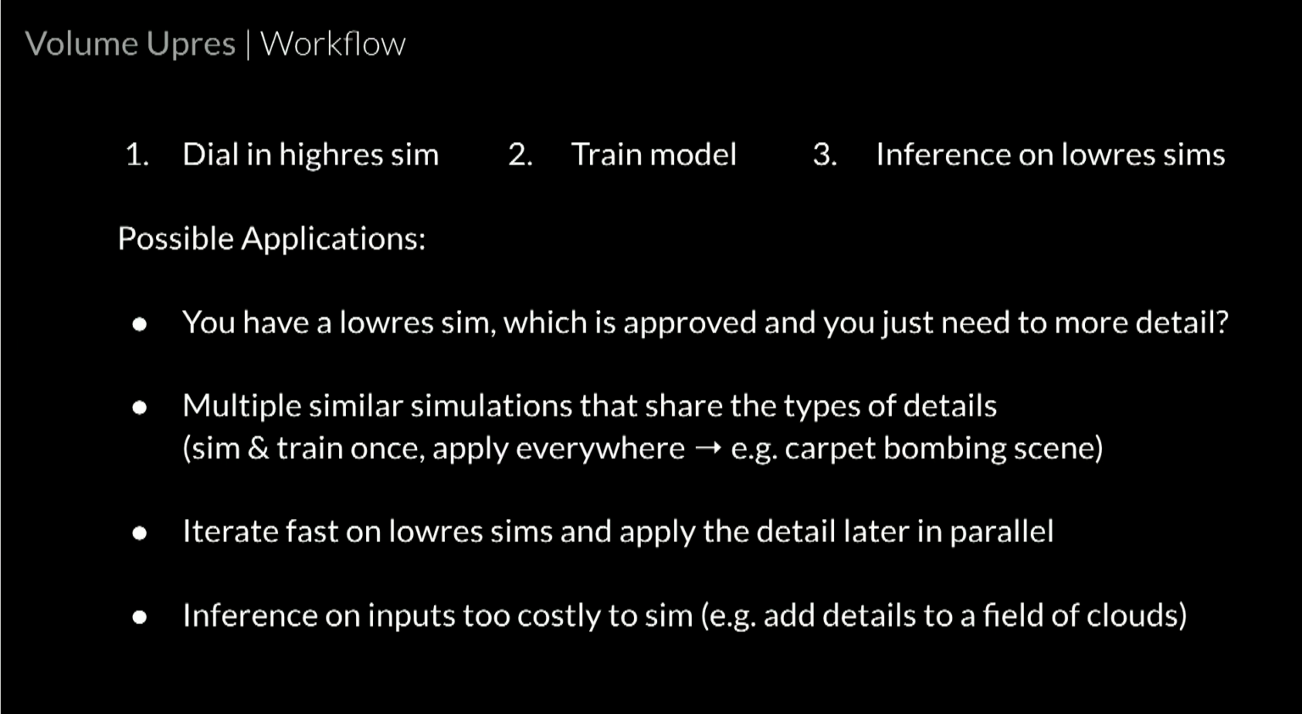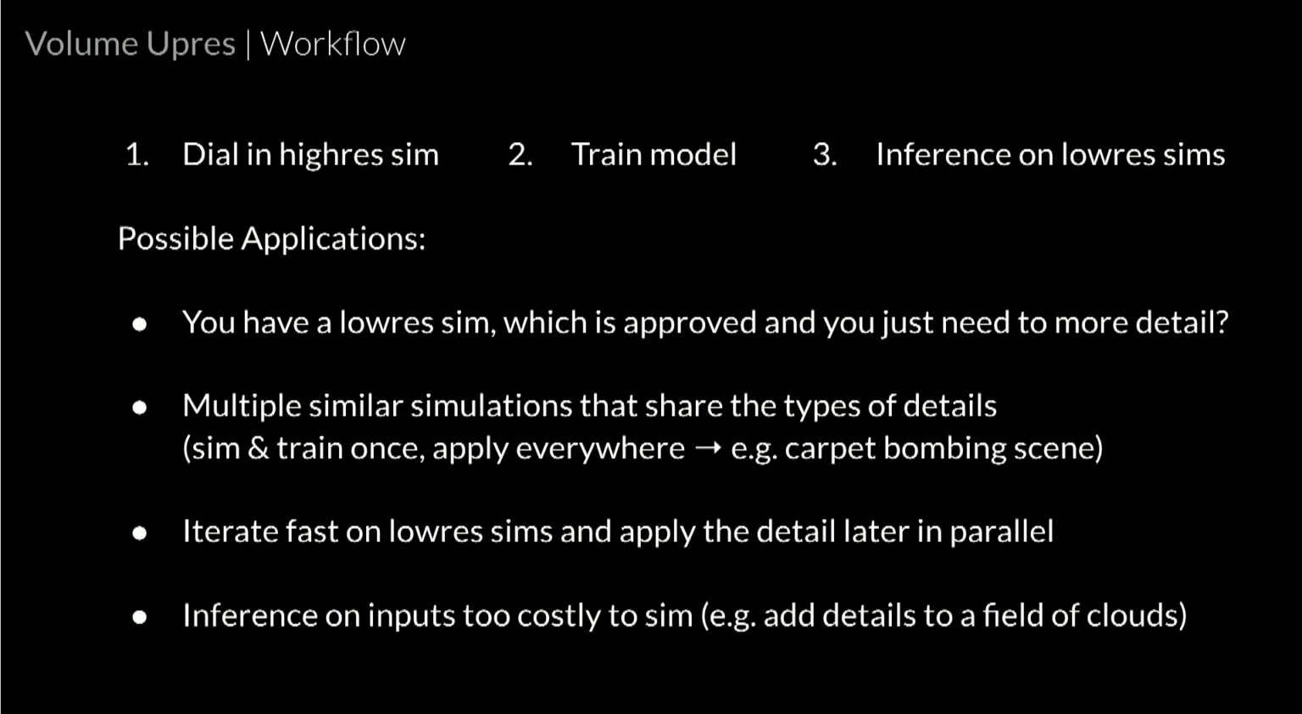The workflow we envision here is the following. You create some high-res simulation that you like, you train a model for that type of simulation, and then you apply the trained model to similar low-res simulations to increase the detail level. In a production context, that could be useful when you, for example, have a low-res simulation which is approved, and you just need to move a little closer, add a little bit more detail, but keep the same silhouette.